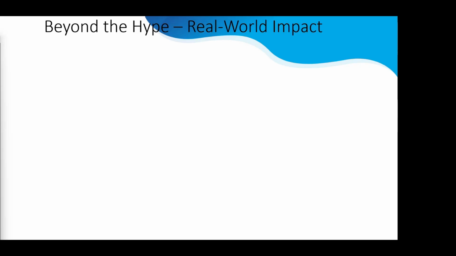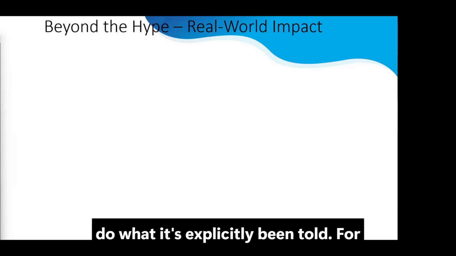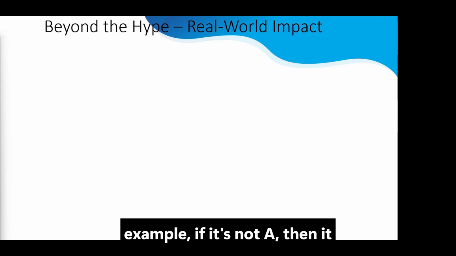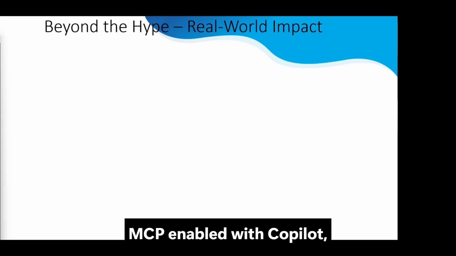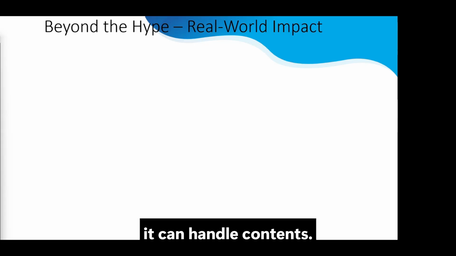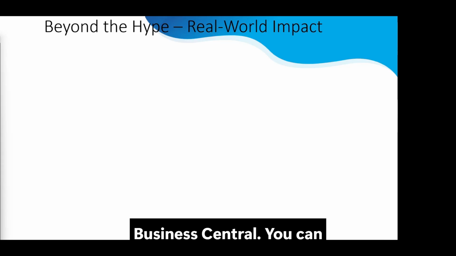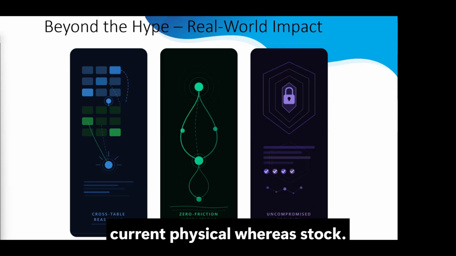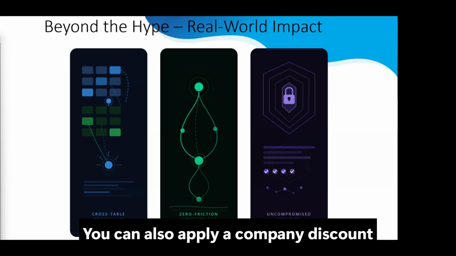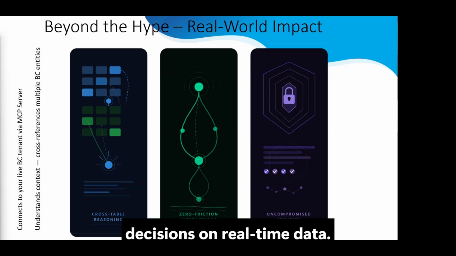So what is the real world impact? Traditionally, automation can only do what it's explicitly been told. For example, if it's not A, then it should be B. But with MCP enabled with Copilot, it can handle context. You can check an outstanding balance in Business Central. You can cross-reference your current physical warehouse stock. You can also apply a company discount policy and make a business decision on real-time data.